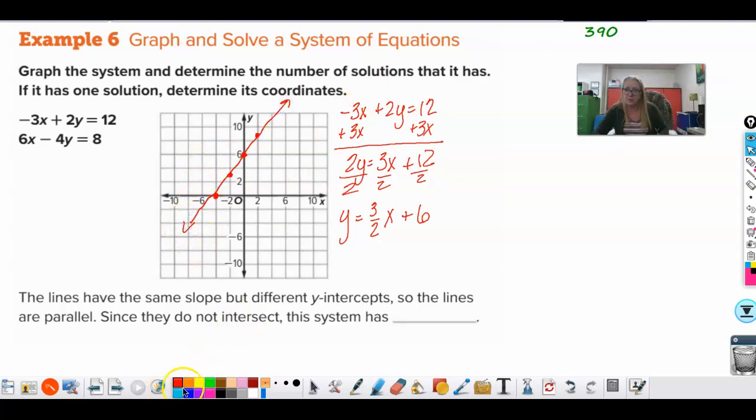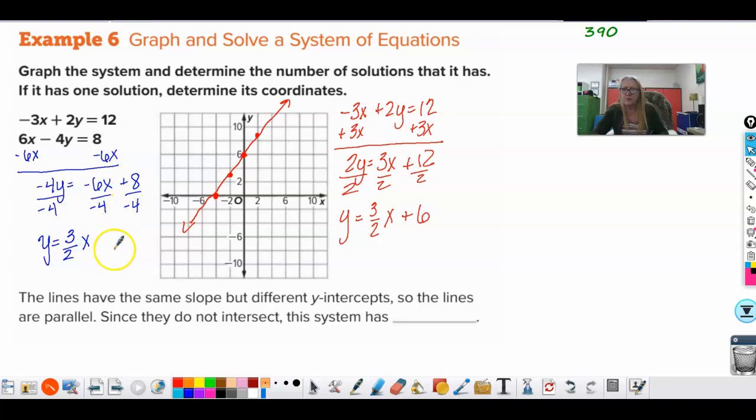Okay, now let's switch over to blue. And we'll solve the other one. I'm going to subtract 6x from both sides. That gives me negative 4y equals negative 6x plus 8. Divide everything by negative 4. That gives me y equals, negative over negative is a positive, and that fraction reduces to 3/2 x, and this would be minus 2.